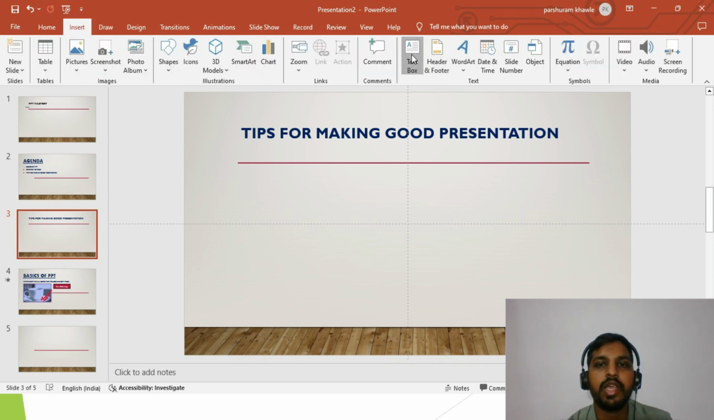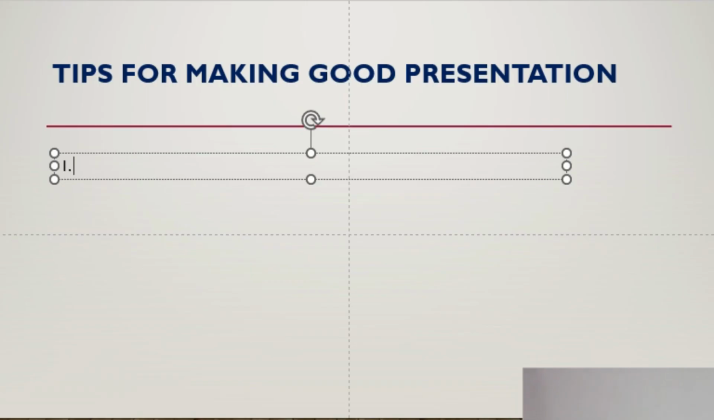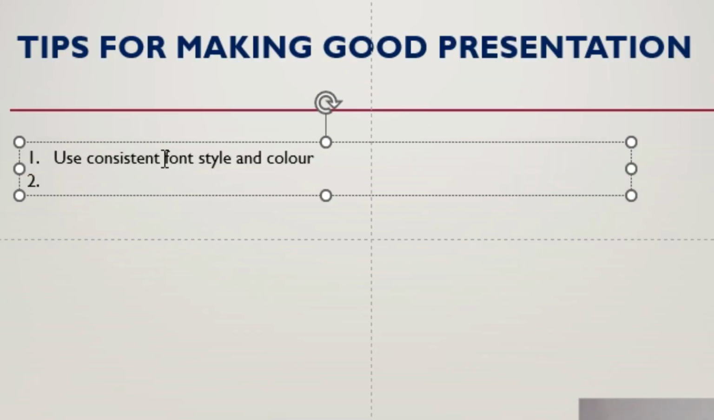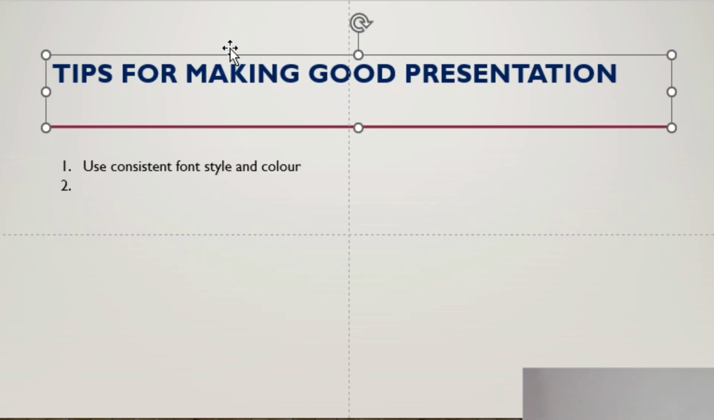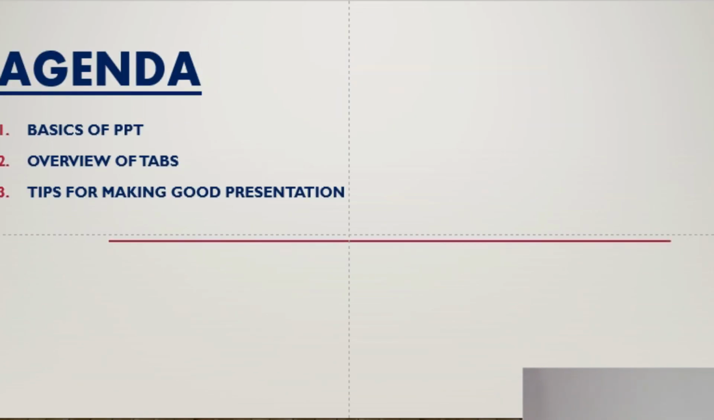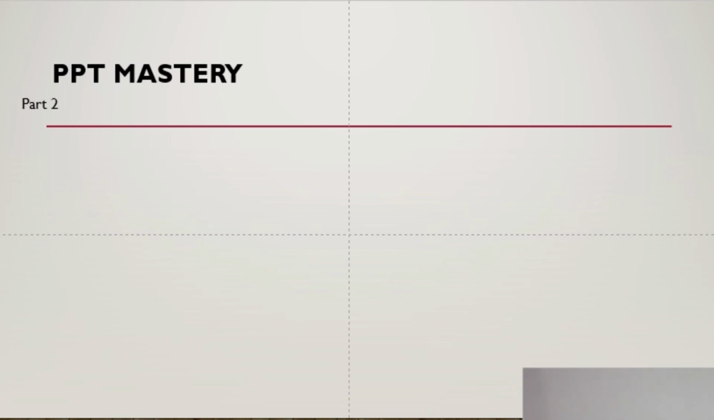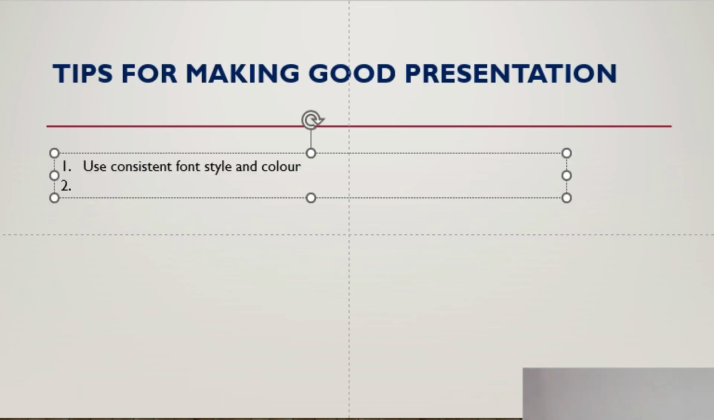Now I will add a text box so that I can write some tips. So go to insert and click on text box. Tip 1, use consistent font style and color. So friends, while making PPT, it is very important that you are not using more than two or three font styles. So you have to be consistent, and also in color. So for example, here you are keeping a blue color, then here you are keeping yellow color, and here you are keeping black color. So this is very inconsistent. So avoid that.